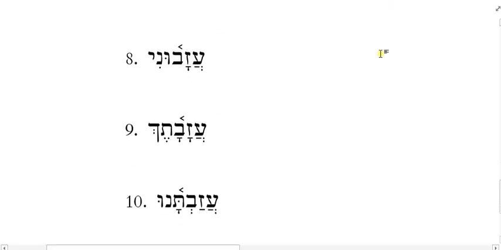All right, so let's look at number 9 here. I have azavatech. Let's do number 9 and we'll do number 10 together. That would be helpful, I think. Okay, so let's identify the root letters. What are we looking at here? The ayin, zayin, bet. Good. And that is true for both.